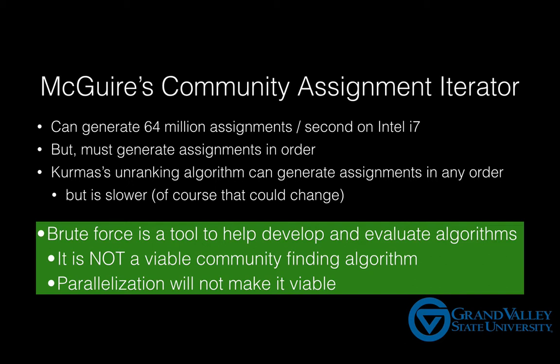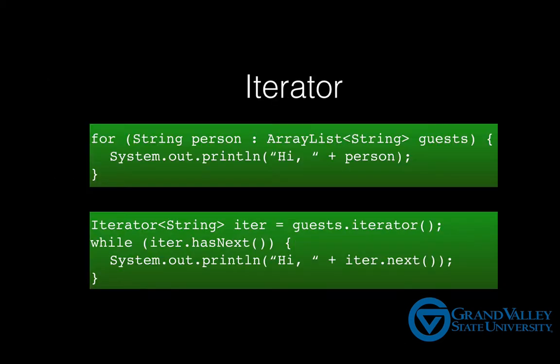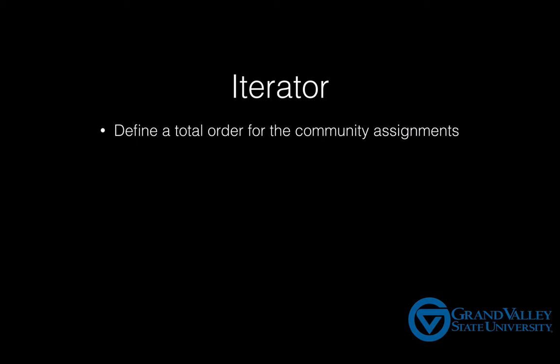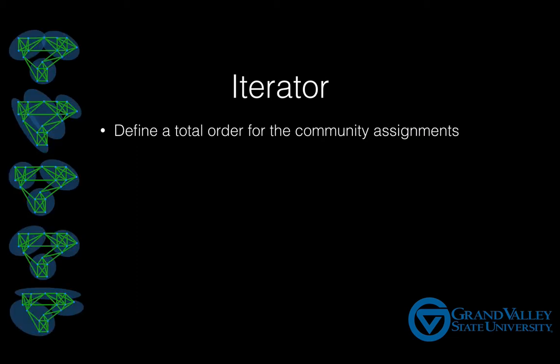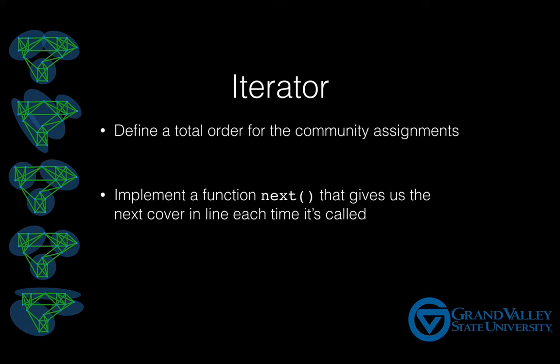McGuire's iterator algorithm is modeled after the iterators you would use with the Java or C++ collection library. The basic idea is that we define a total ordering for the community assignments, which means we line them up and give them each a specific place in line. And then we implement a next function that, when called, returns the next community assignment in line.